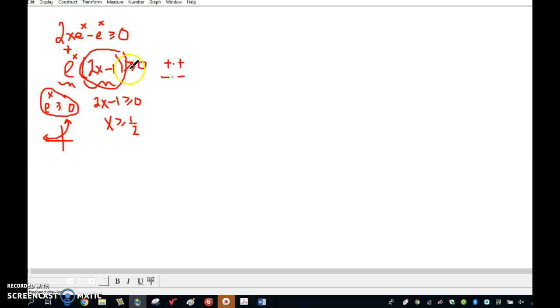If I had e to the x times 2x minus 1, and this was less than 0, this term again is positive. If this term is positive, this term has to be negative in order for this whole expression to be less than 0, because less than 0 is negative numbers, and a positive times a negative is what gives me a negative value. So it's easy to think about when it's a positive expression.